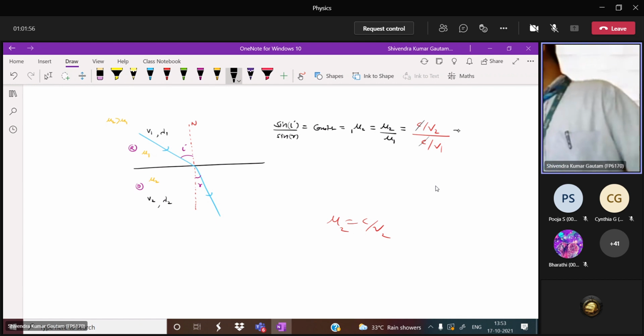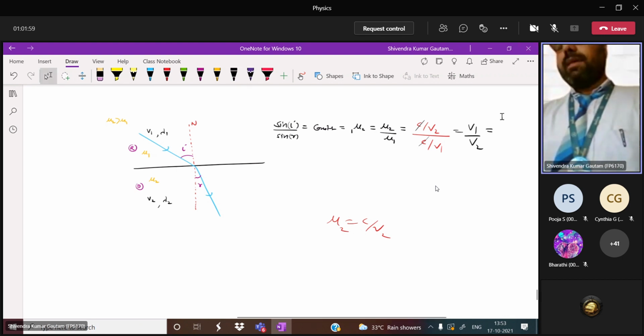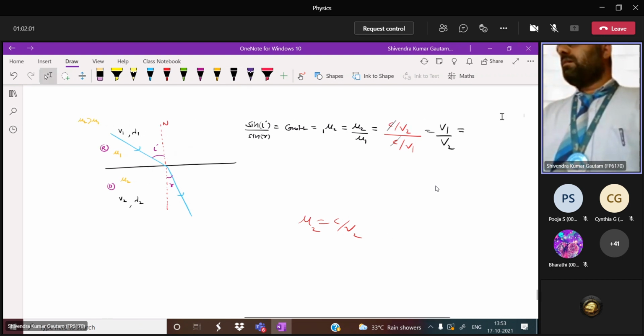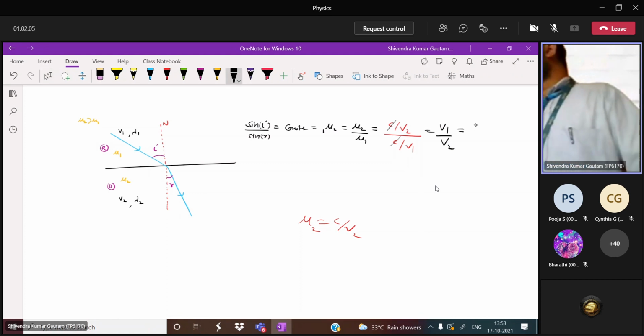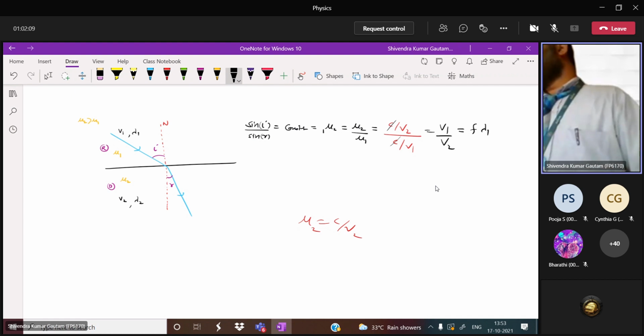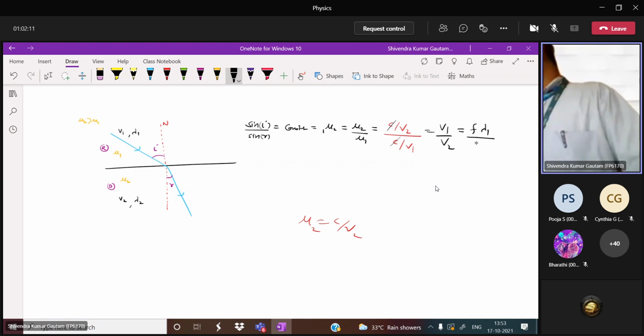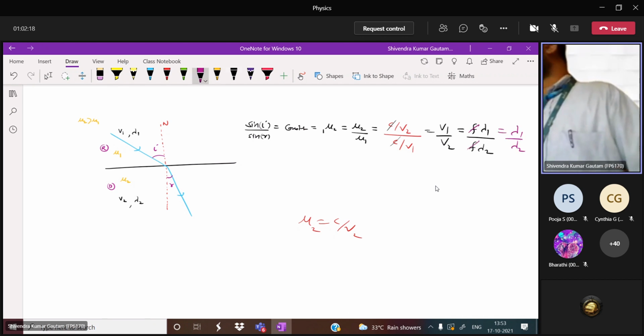v1 by v2. v1, you tell me, is the source changing here? No, sir. The source is not changing here, only the medium changes, right? So v1, what can I write in terms of lambda, tell me? f lambda 1. Frequency is constant here. What will I write for v2, tell me? f lambda 2. f gets cancelled, so what will I write here? Lambda 1 by lambda 2.